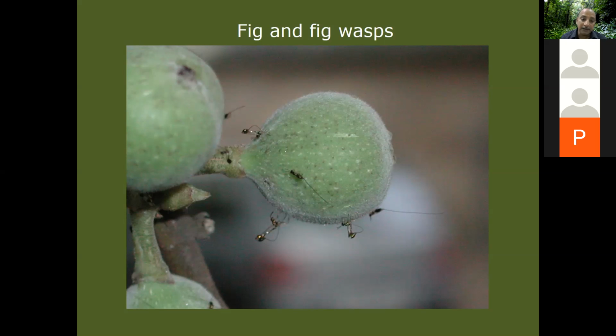In most plants, it is cross-pollination. Though they may have both male and female parts, they cannot pollinate themselves. So an insect will come and take the pollen from the anther of one plant and carry it to another plant to pollinate.